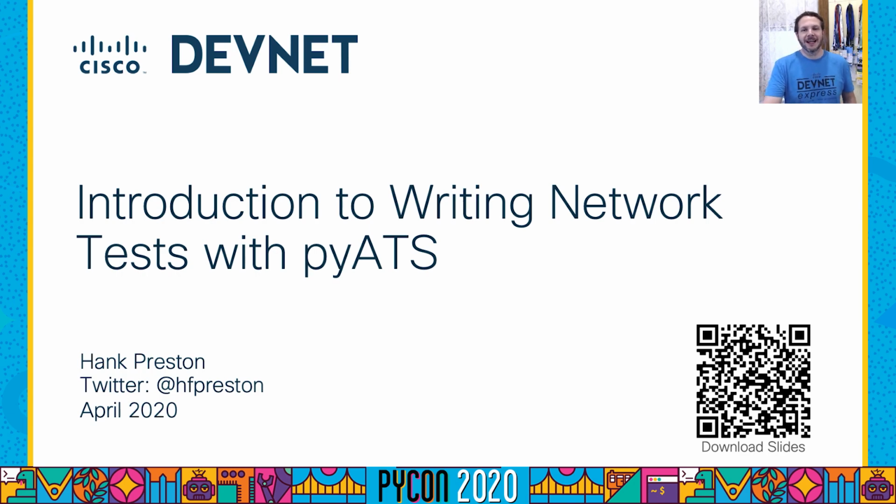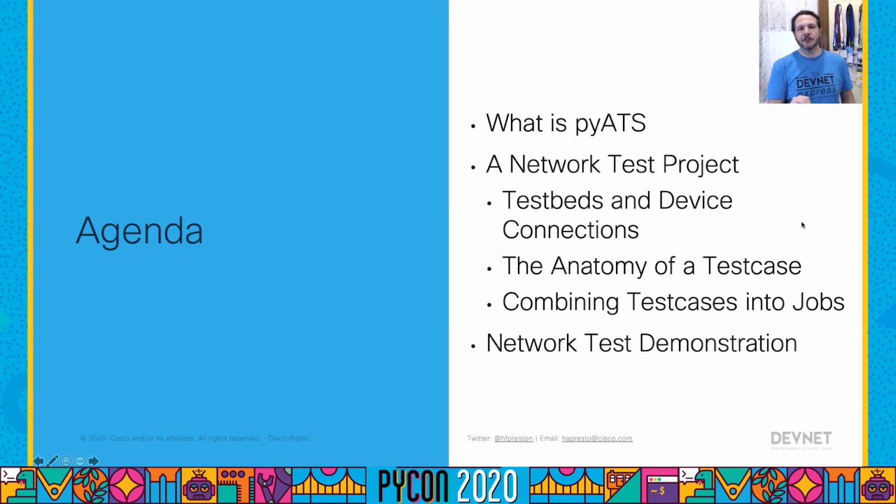In today's talk, we're going to tackle a handful of agenda points. We're going to start out with an understanding of exactly what is pyATS and what is the problem it's trying to solve. We're then going to dissect what goes into a network test project. Specifically, how do we develop a network test bed and describe our device connections? We're then going to look at the anatomy of a test case and then how we can combine multiple test cases into an individual test job. And then finally, we're going to end with a demonstration of how we can use pyATS to test whether our network is working as expected.